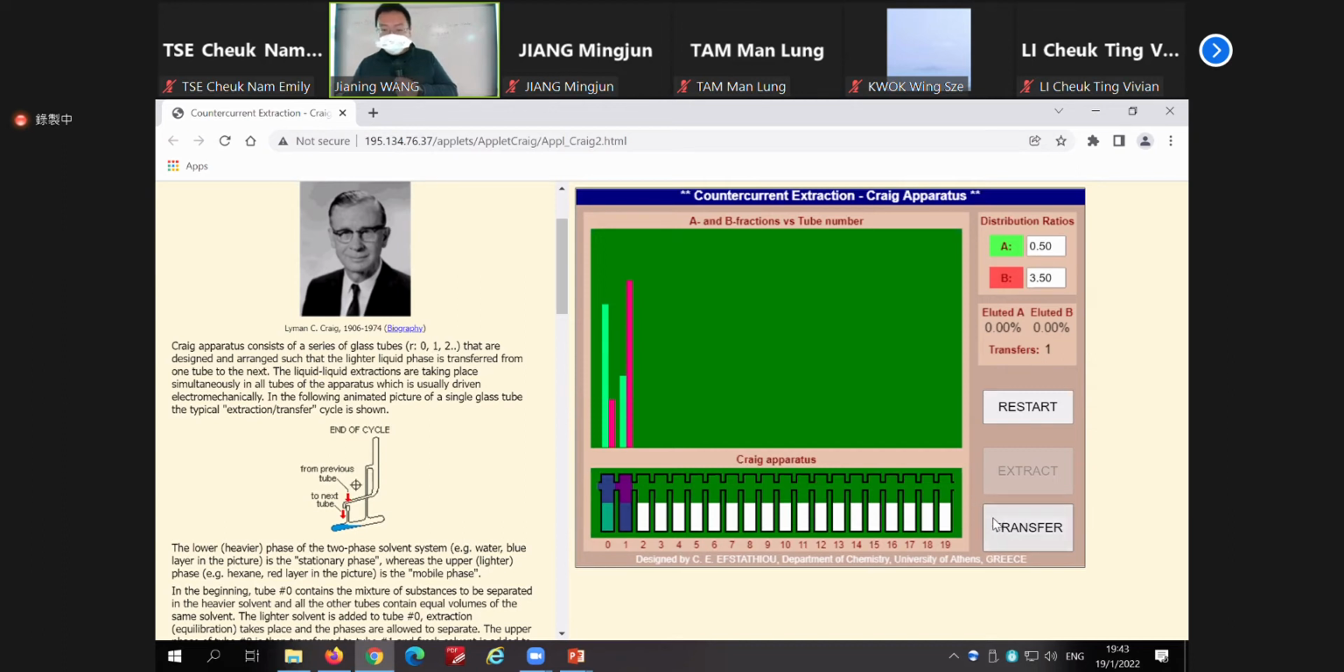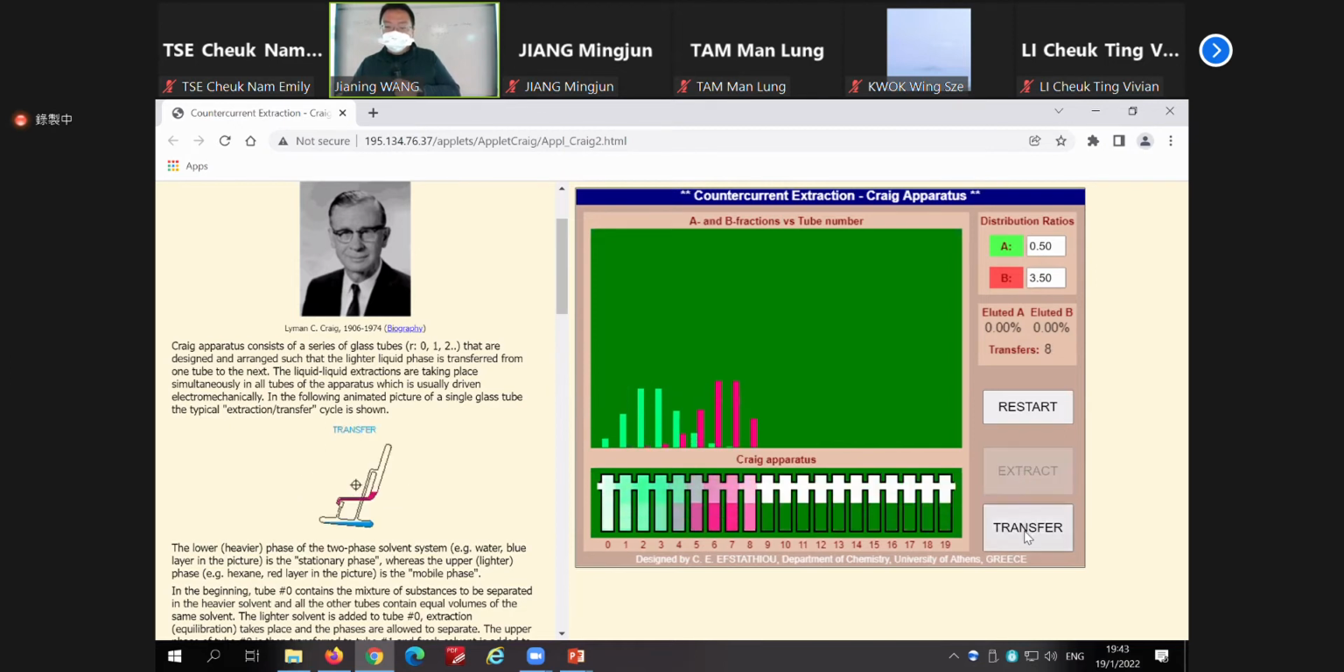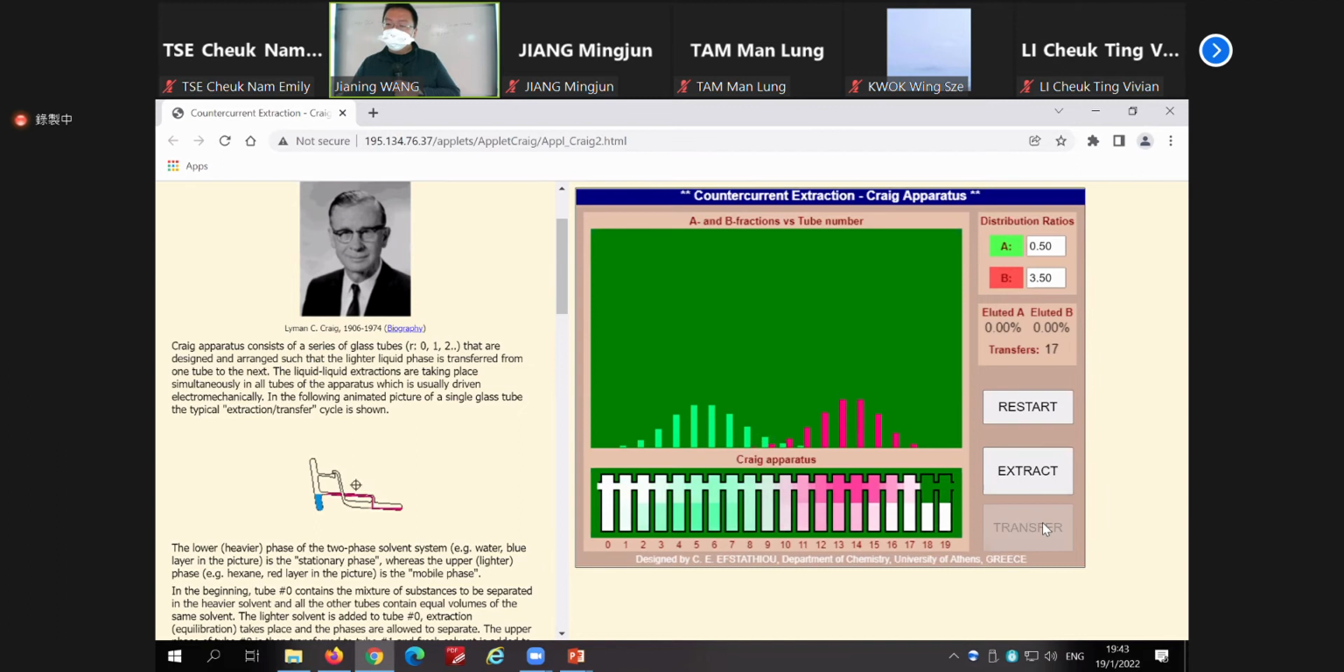And do the next time, and extract again. Repeat it. So it's just like chromatography, right? But they just use pure liquid extraction. So when we increase extraction steps, we can gradually get the separation.